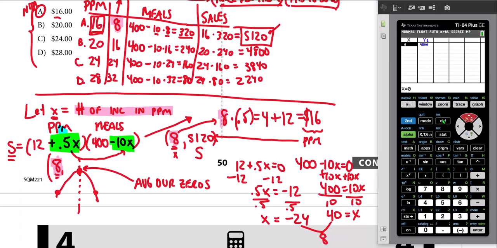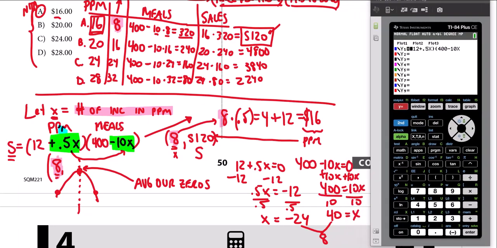Delete. So I have my table set to ask for independent. The way that I do that is I hit second window, which is your table setup. Second window will take me into table setup. I have my independent set to ask here, which means that in my table, which I get to by hitting second and then graph, I can enter my x values. So once again, I have my y function. This is the sales function. That's what we wrote over here. I have my sales function entered into my y variables.